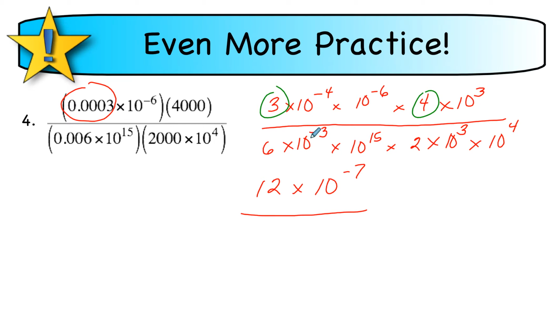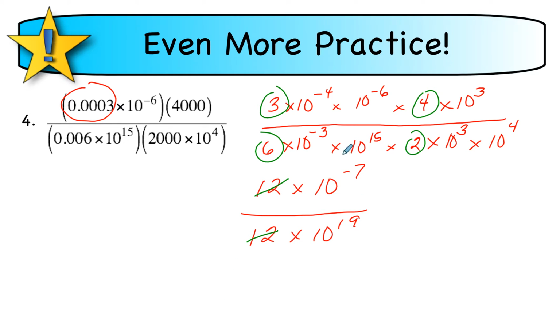In our denominator, this time I have a 6 and a 2. Well, that's kind of convenient, right? So we also have a 12 in the denominator. And what is our power of 10 in the denominator? We have a negative 3 plus 15. That gives us a positive 12. 12 plus 3 is a positive 15 again. So really these 3's cancel out. And 15 plus 4 is 19. So now what do we do? Well, the 12's cancel out. 12 divided by 12 is 1, right?